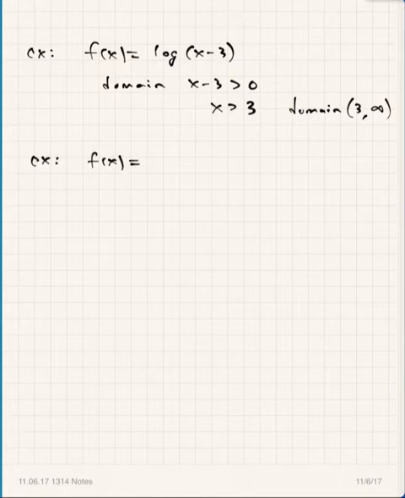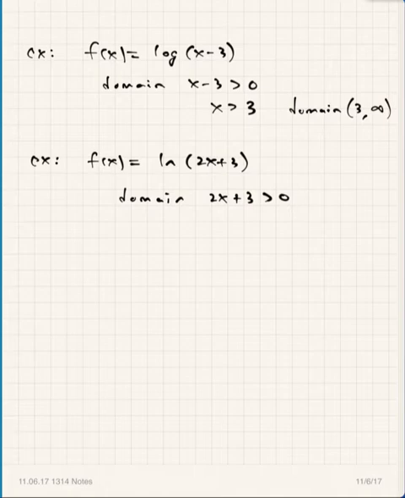All right, if we had the natural log of 2x plus 3, then what would be true here? The domain for this function, you can't take the natural log of a negative number or 0. So 2x plus 3 has got to be greater than 0. So if 2x plus 3 is greater than 0, then 2x is greater than negative 3, or x is greater than negative 3 halves. And so the domain for this logarithm function would be parentheses negative 3 halves to infinity, like that.